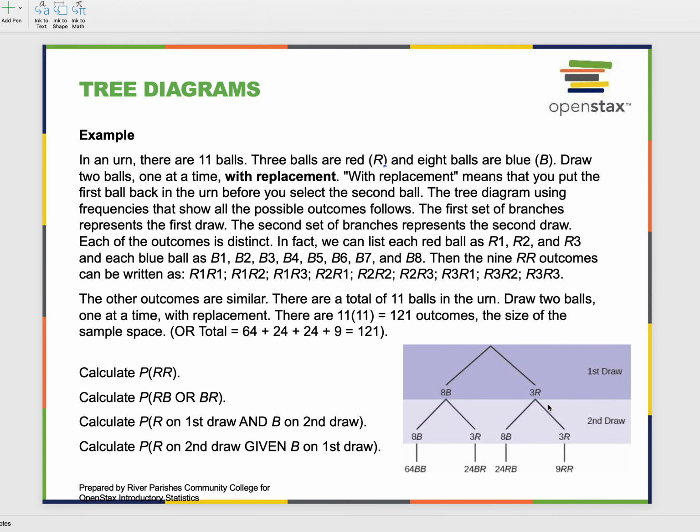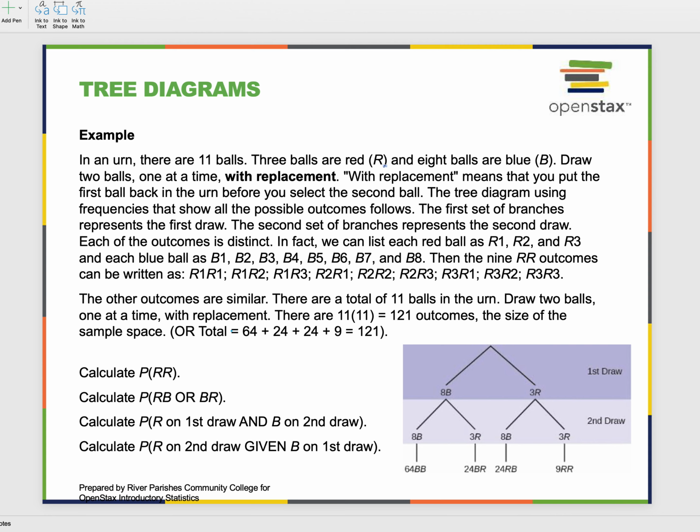And there are a total of 11 balls in the urn. Draw 2 balls, one at a time, with replacement. There are 11 times 11, 121 outcomes, or 64 the first time, plus 24, plus 24, plus 9. How does that work?